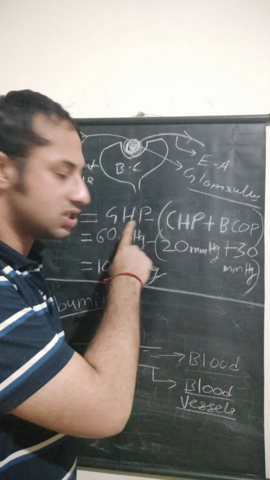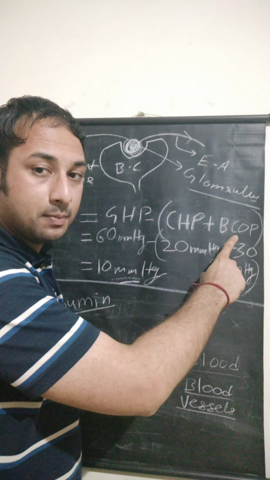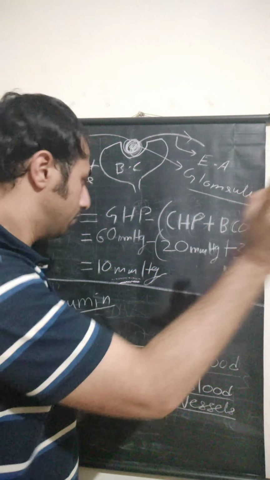The formula to determine the effective filtration pressure is: glomerular hydrostatic pressure minus capsular hydrostatic pressure plus blood colloidal osmotic pressure, BCOP.